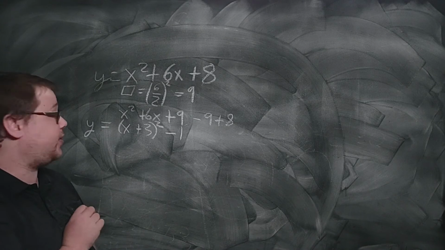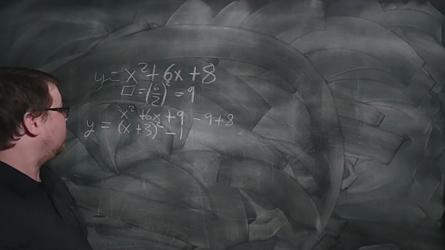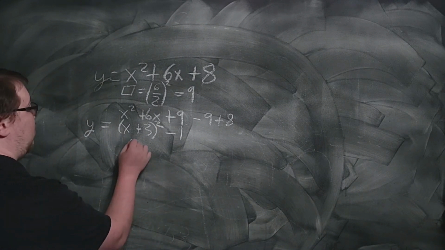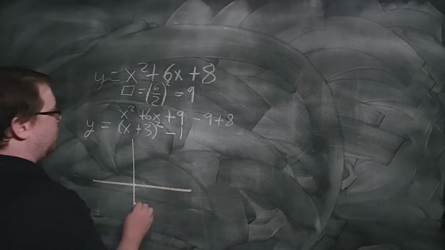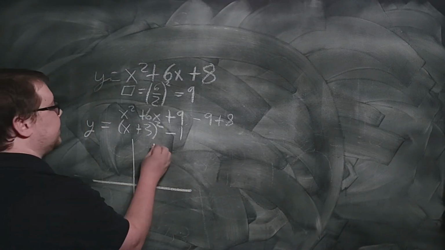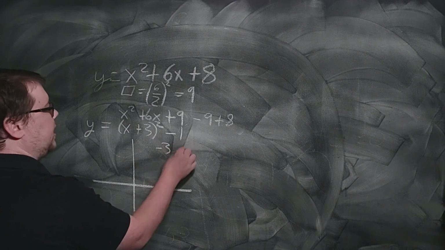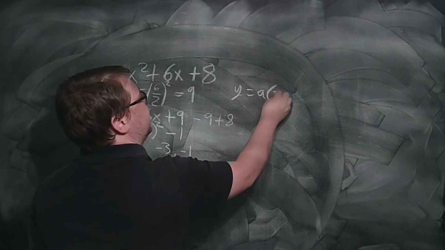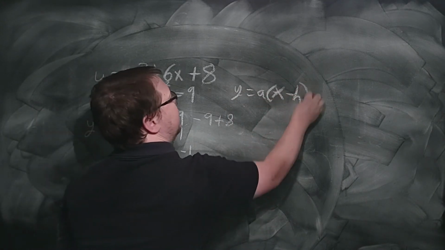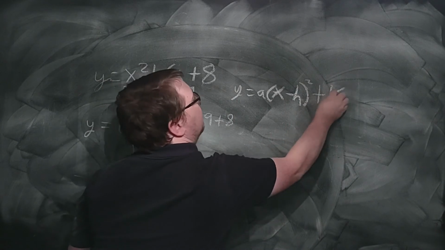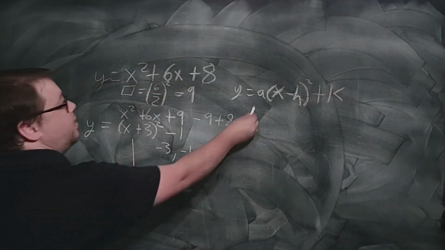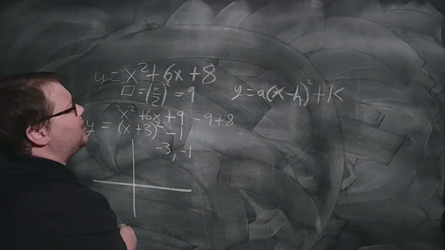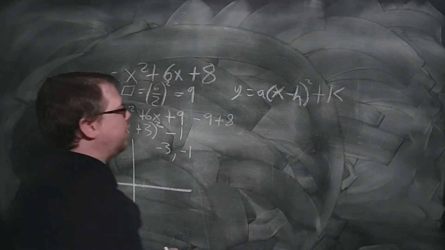Well, if you ask me those same questions, what's the maximum, what's the minimum, what's anything about it? Well, I know quite a bit now, because I could graph it, in fact, and say, well, the vertex is at -3, -1. The equation is y equals a times x minus h squared plus k, where a is kind of the slope, just gives you an idea of how steep it is. h and k are the vertex.